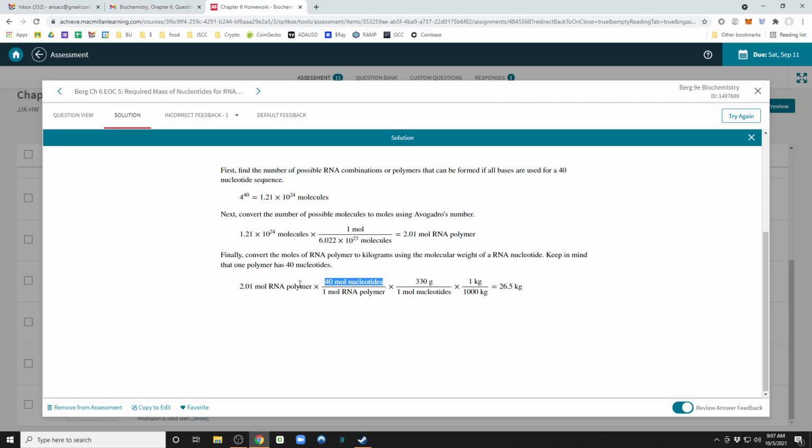That will get us into moles of randomized average nucleotides. Alright, and so you have your moles of nucleotides, then you use your molar mass for an average nucleotide. This is again an average number, 330 grams for 1 mole of nucleotides. You're going to be in grams then. So the next thing you need to do is cancel out grams. So 1 kilogram is 1,000 grams. Ignore that K. Is that a typo? So we cancel out grams, we're in kilograms. That will give us 26.5 kilograms.